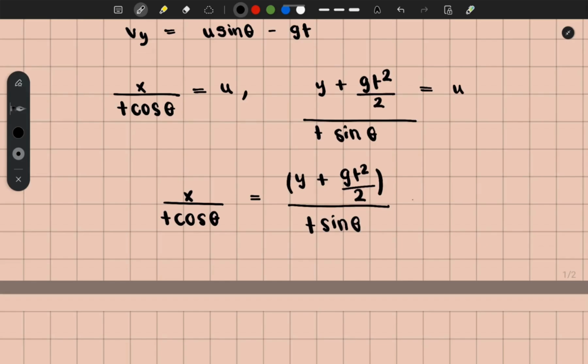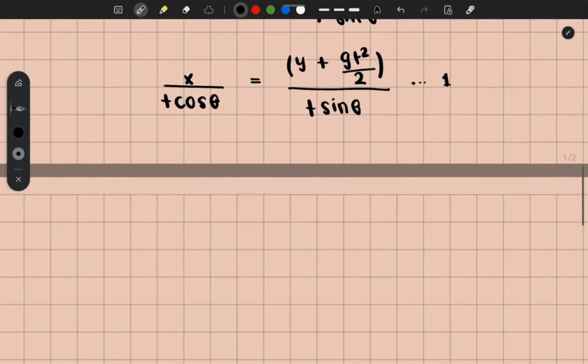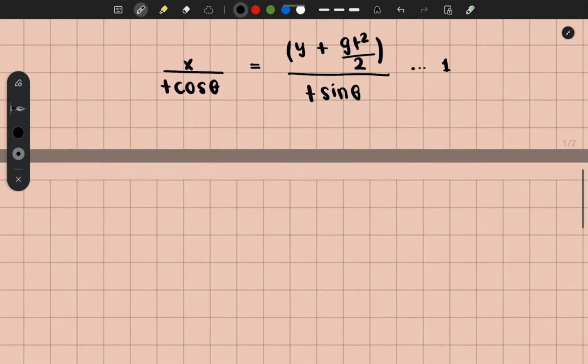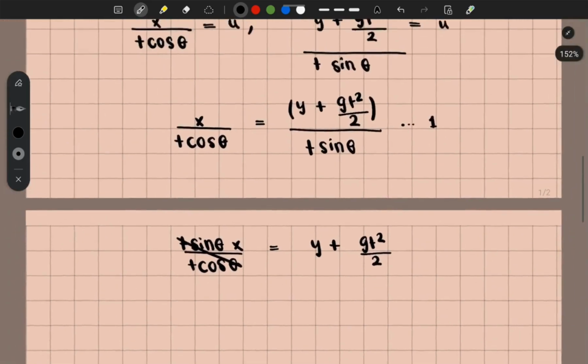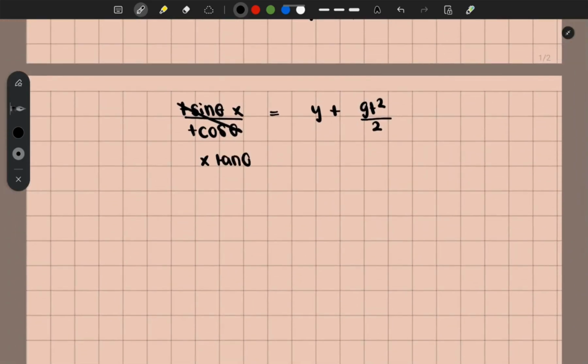So this is going to be our equation number 1, and then we can start simplifying things down. So this will be equal to t sine theta x divided by t cos theta x, which will be equal to y plus gt squared divided by 2. Now we can remove all of this and make it x tan theta equal to y plus gt whole square.